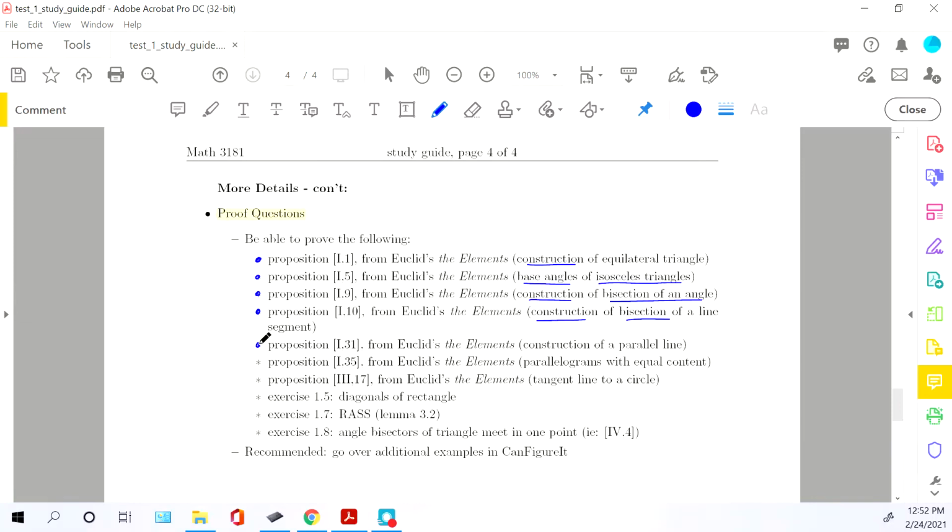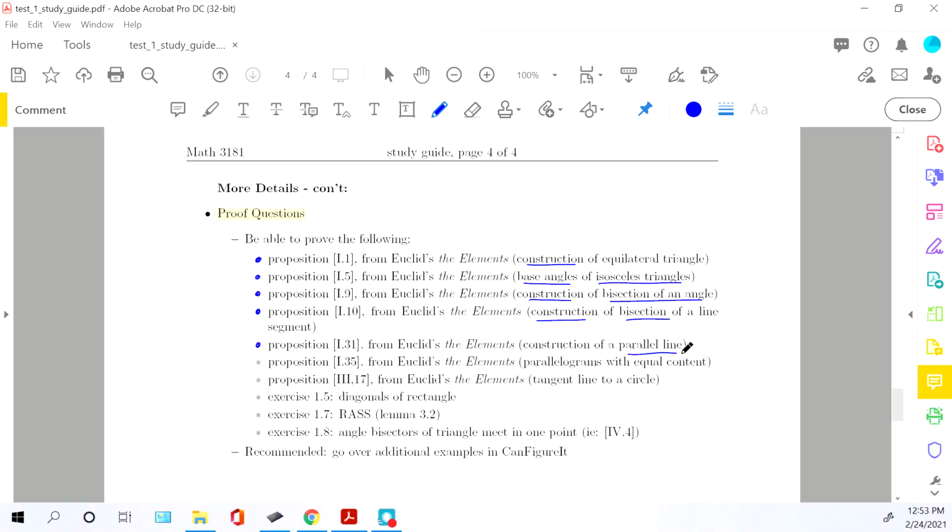Proposition 31 was the construction of a parallel line. Depending how the construction of a parallel line goes, this is an extraordinarily almost no-step proof. The way we did it in class, there was one main statement and a couple of statements that tell you what the actual construction was, and that would be all that it would entail. If you do the construction a different way than what we did in class, you'd have two extra steps.